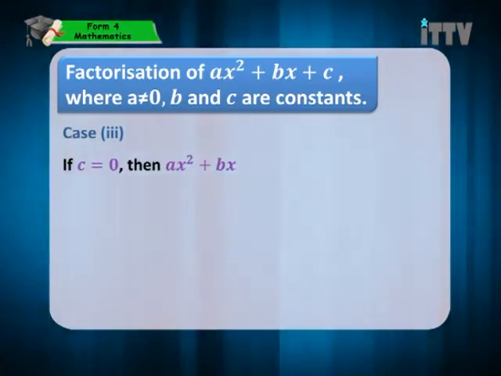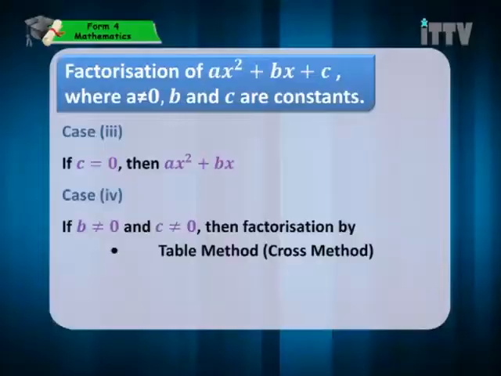So what are we seeing in these three cases here? When a quadratic expression has a general form of ax squared plus bx plus c, depending on these three cases, case one, case two, and case three, we can actually obtain three types of quadratic expressions. And in our previous lesson, we have learned how to factorize these three cases.